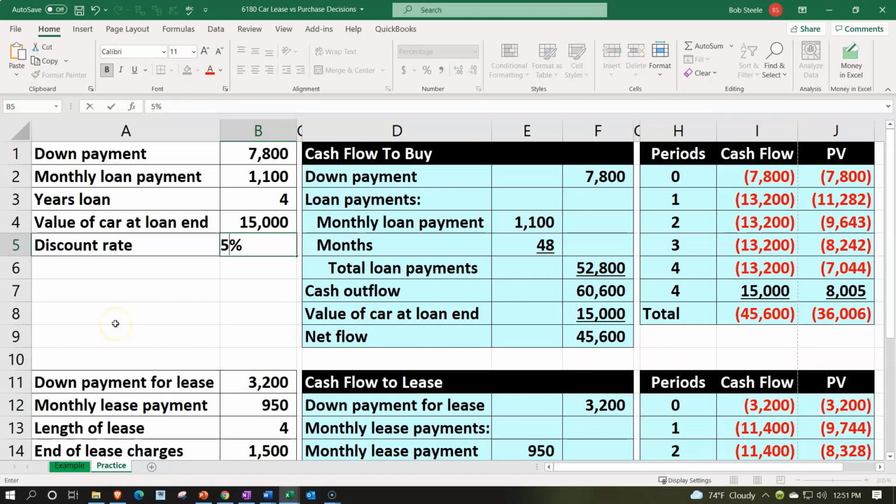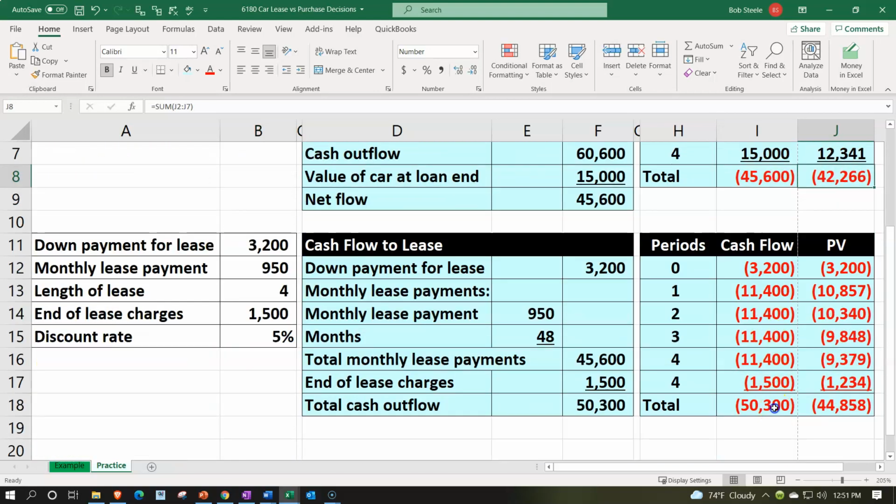So I'm going to bring this back to the 5% there. So we're at the 45.6 and the 42.266 and the 50,003 and the 44.858.